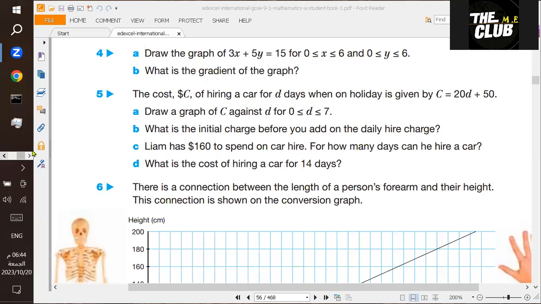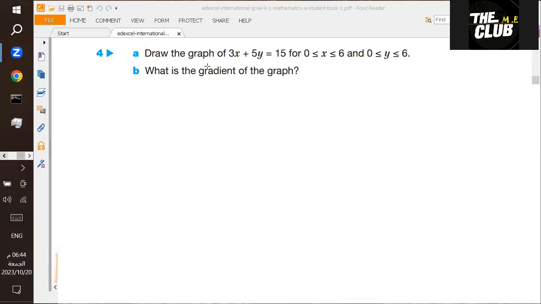Now we're going to do question 4. In question 4, draw the graph of 3x plus 5y equals 15 for 0 to 6 and 0 to 6. It means make x from 0 to 6 and y from 0 to 6, and when you give numbers, you give them between these numbers. Then, what's the gradient of the graph? If the graph asks you to make it in a positive x and a positive y, you can use the method that you learned in drawing graphs by finding the y-intercept and the x-intercept.